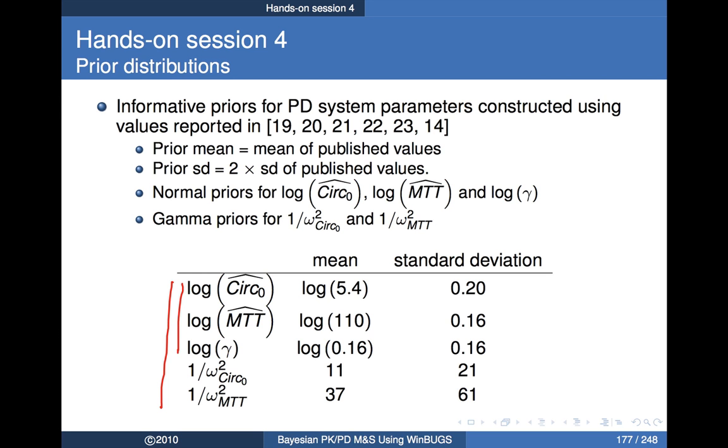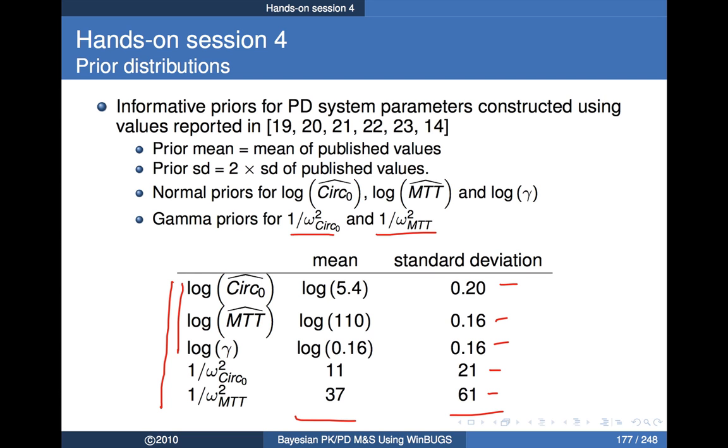So we're going to use normals for those quantities, but then we're going to use gammas for a couple of our variance terms, or actually more correctly, we're going to use inverse gammas for the variances, but we're going to be using gamma for the precisions in here. In other words, 1 over omega squared circ0 and 1 over omega squared MTT. And here I've got the values we're going to use written in terms of means and standard deviations. Those are going to be pretty easy to translate into normal distributions here, but it's a little bit trickier in the case of the last two, where we're going to be using gammas, which are normally not parameterized in terms of means and standard deviations.